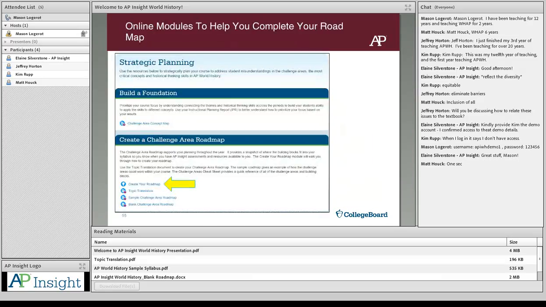Okay, if you would, go back to the AP Insight site real quick and click on Strategic Planning up near the top. And there you're going to see some resources that will help you out as you're finishing up the roadmap, including one of the more important ones. If you go down, you'll see Create a Challenge Area Roadmap. The first link under there says Create Your Roadmap. Everybody sees that? If you would, raise your hand if you see that, just to make sure we're on the same page, because this is an important one.